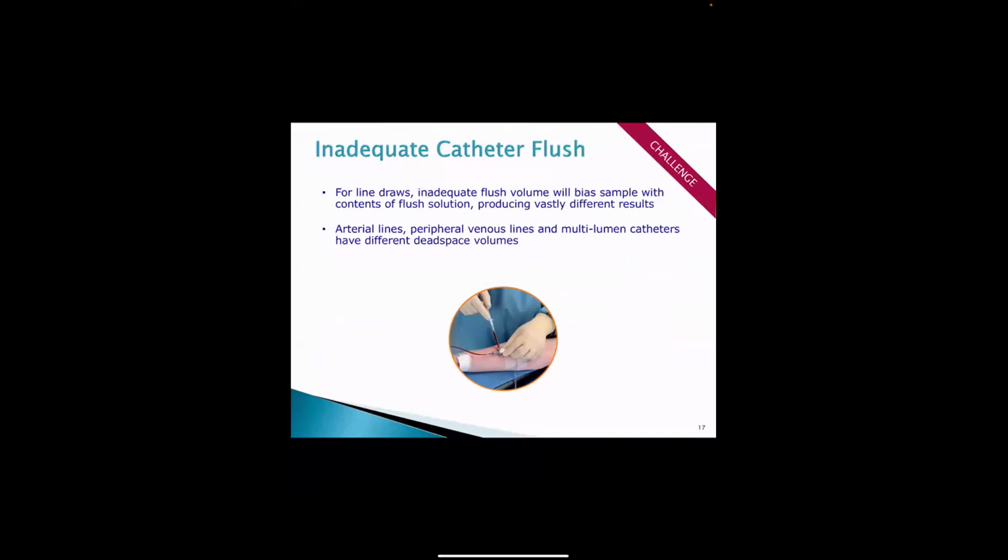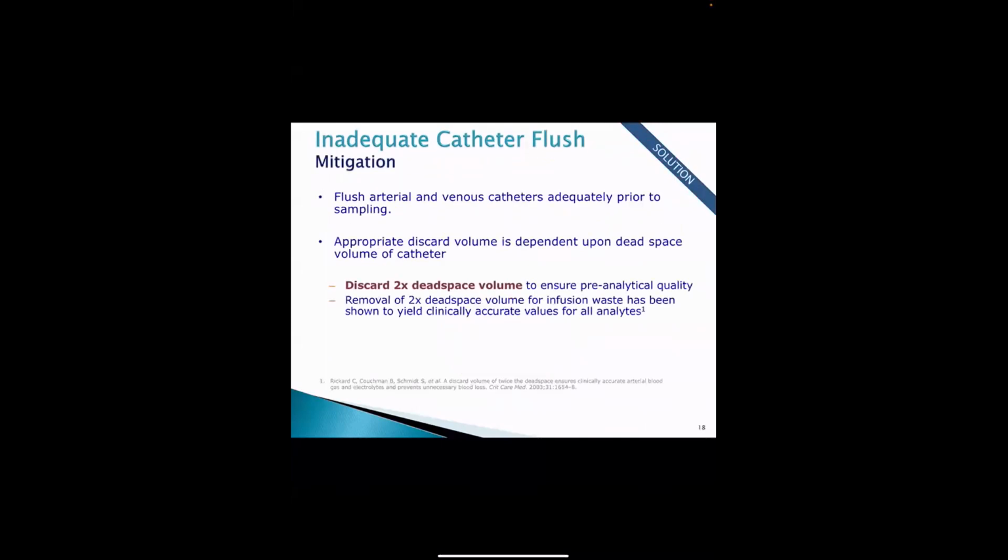Another challenge the operator might face during sampling, which might lead to pre-analytical error, is inadequate catheter flush. The indwelling vascular catheter requires flushing solution to keep lines clear, and samples contaminated with line flush solution will have inaccurate values. So how to mitigate this risk? It's important to flush arterial and venous lines adequately before sampling.